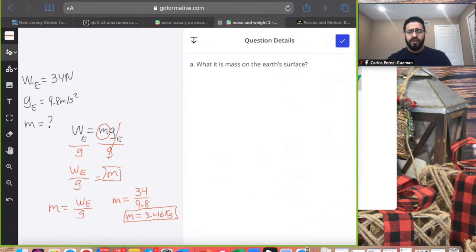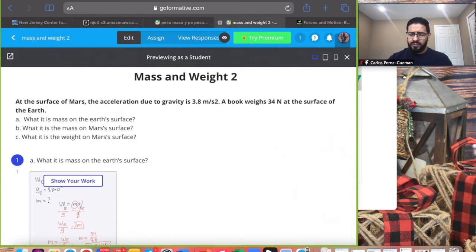Now, right here, we have this problem data. The weight is 34 newtons on Earth. The gravity of Earth, 9.8. We're looking for the mass. We isolate the equation to find the mass. We change letters by numbers, and then we have that the mass of the object is 3.46 kilograms. Easy. Now, let's go to part B.